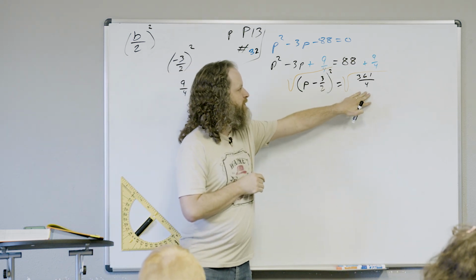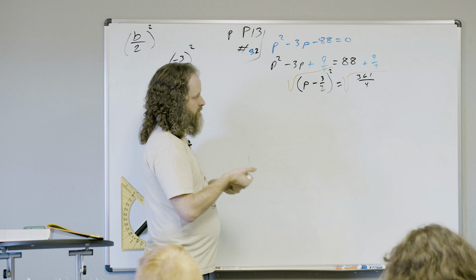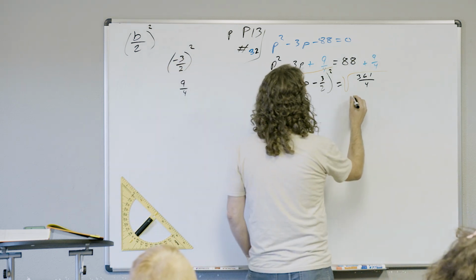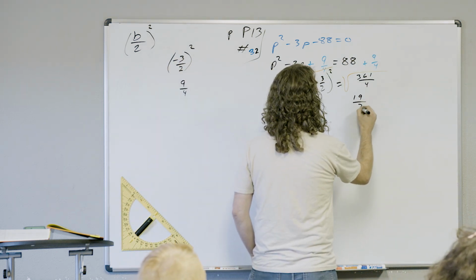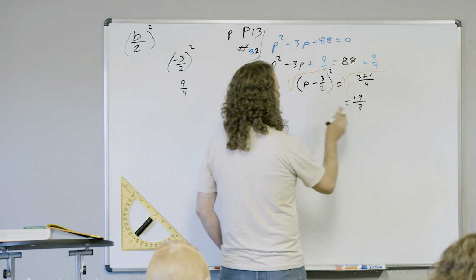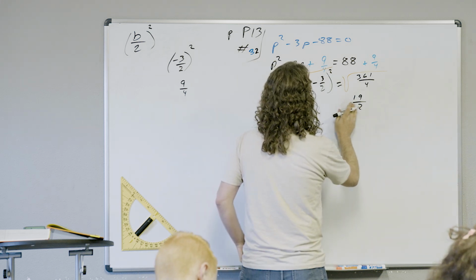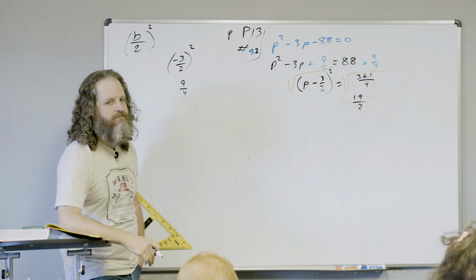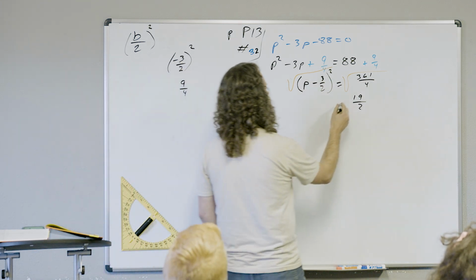What's the square root of 361? 19. And the square root of 4, we don't even need our calculator for, because that's just 2. Now, oh, I forgot something. When we take the square root of both sides, we end up with what? Plus or minus.